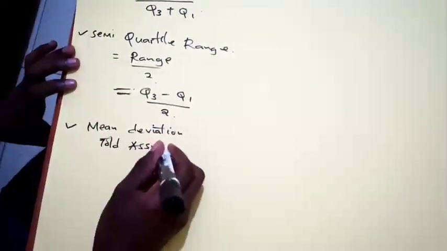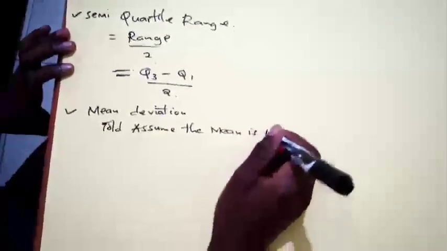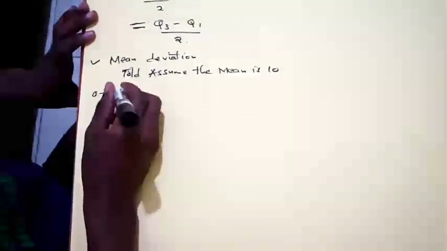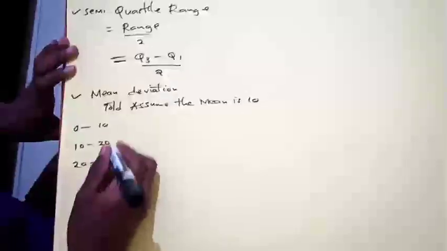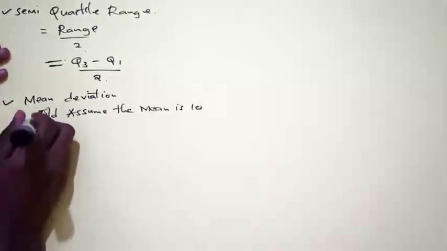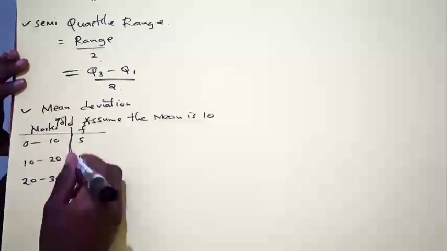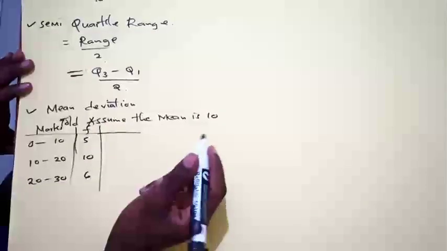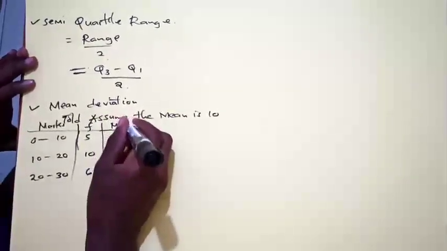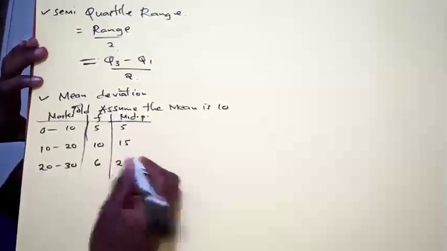to assume the mean is maybe 10. Then you are given a data set. Let us assume you have 0 to 10, 10 to 20, and 20 to 30. Then you are told this is maybe marks. Then the frequency may be 5, 10, and maybe 6. When we talk about the mean, you remember we have to find the midpoint. So the midpoint is going to be 5, 15, and 25.